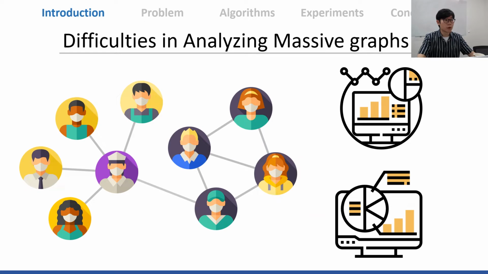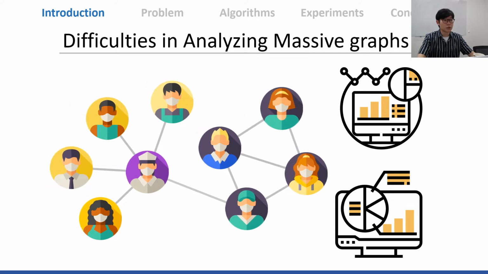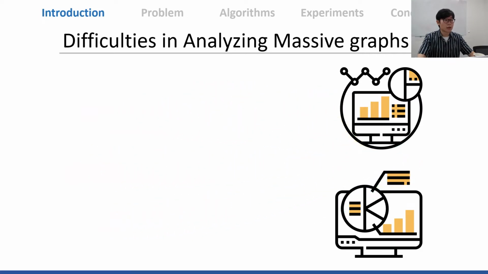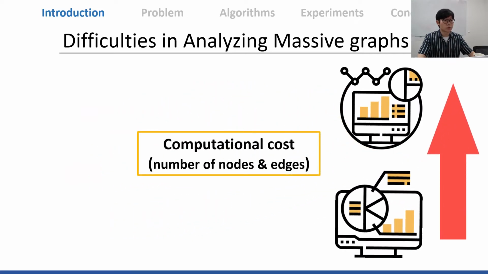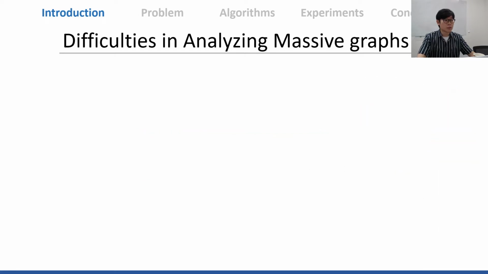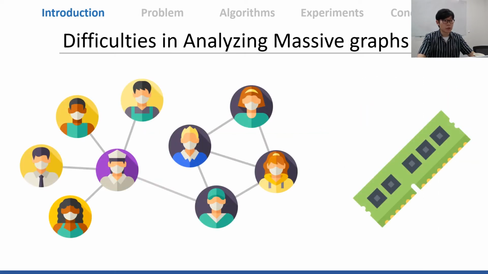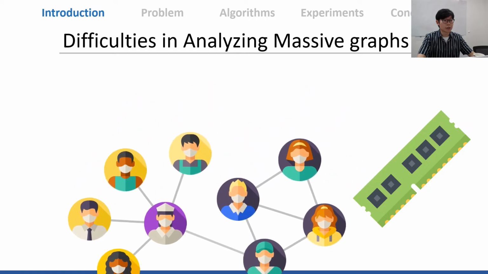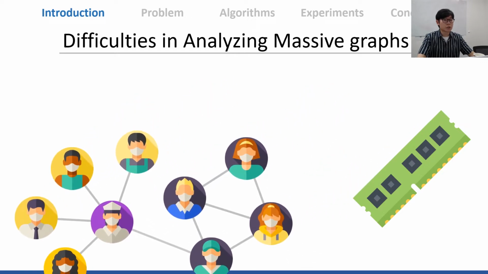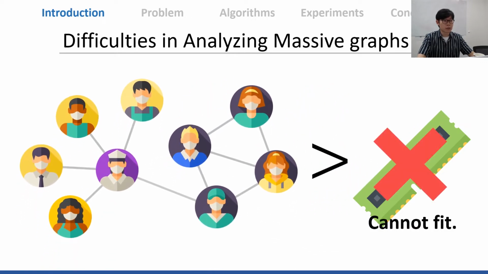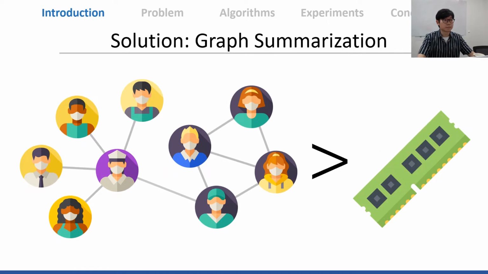However, despite the abundance of graph research, many existing tools are inapplicable to such massive graphs. This is often due to computational costs increasing rapidly with respect to the size of graphs, that is, the number of nodes and edges. Moreover, massive graphs do not fit into main memories, causing I/O delays in disks and networks, which slows down the speed of query processing and analysis.